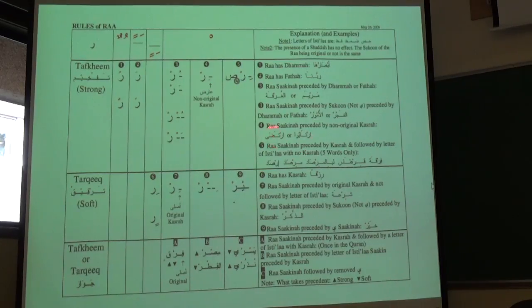So we just have to keep this in mind, that because it's a common mistake, we'll try to avoid making a mistake here, which is number 4, a non-original kasra. There are many other examples here that we heard over and over again from people making this mistake, like the word irja, for example, which is similar to this number 4. Irja.